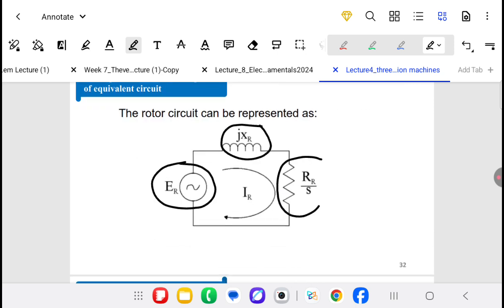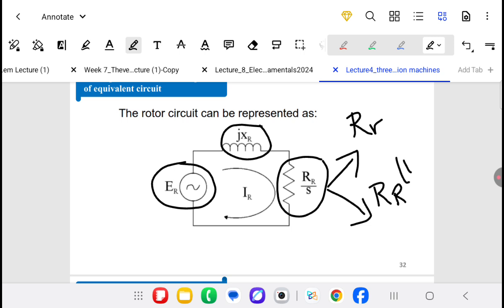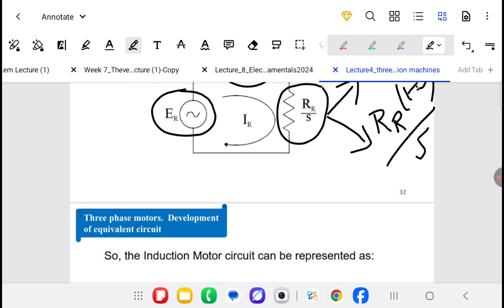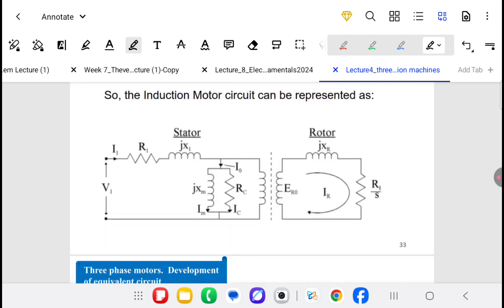The rotor circuit can be represented as follows: E rotor, which is E rotor at standstill, jX rotor, and R rotor over S. R rotor over S is composed of two resistances. The first resistance is R rotor, which is the rotor resistance, and the second one is R rotor times (1 minus S) over S, which is a fictitious resistance that represents the mechanical load. R rotor over S, jX rotor, E rotor at standstill, and the rotor current.